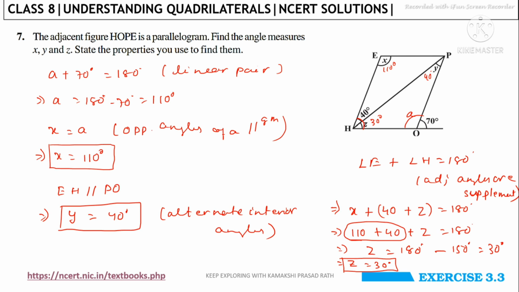There are other ways also to find it. As already we have found this angle A is 110 degrees, and we know that Y is also 40 degrees. So using the angle sum property in the triangle, we can easily find angle Z. Just add 110 and 40, we get 150, and subtract from 180. In this way also you can get the value of Z.